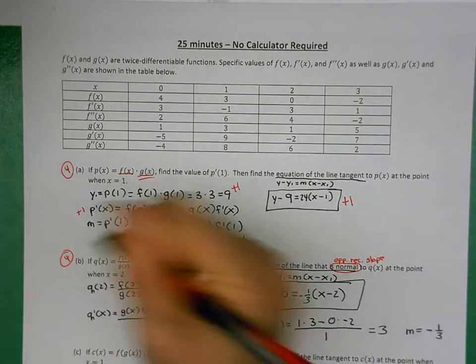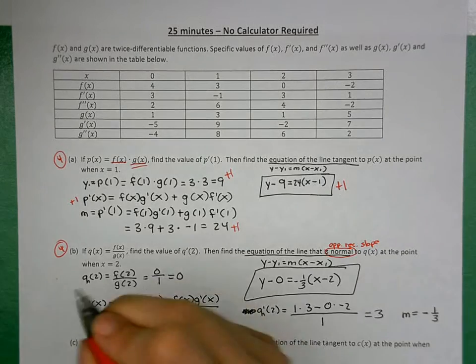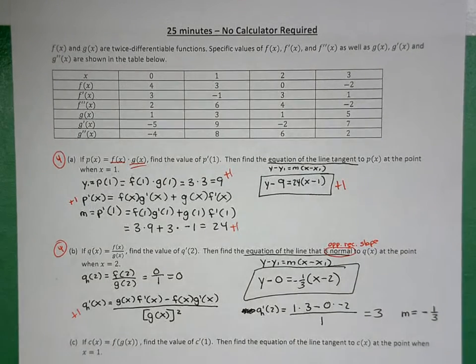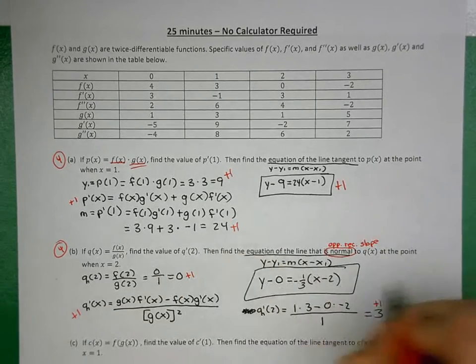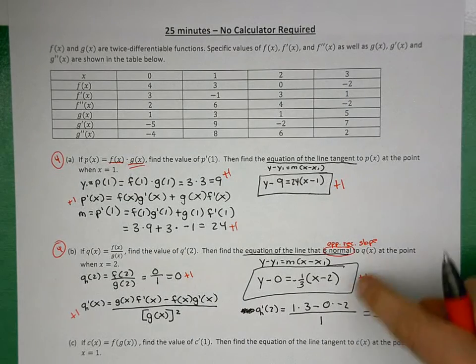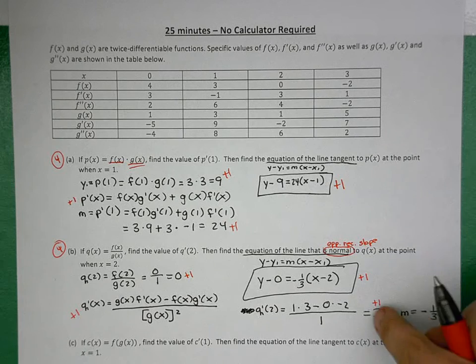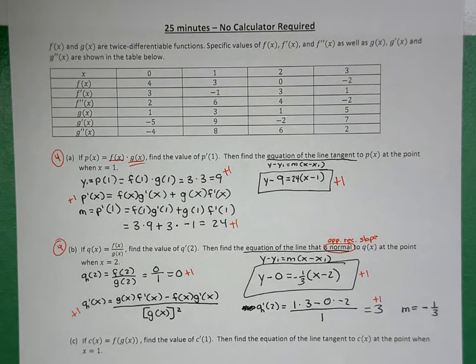Essentially the same 4 points are available here. One comes from the quotient rule, so this element here. One comes from finding q prime of 2, the 3. One comes from the 0, and one comes from your equation. Which does mean for the equation point, you did need to do opposite reciprocal on your slope. Right? You did need to have negative 1/3 there.